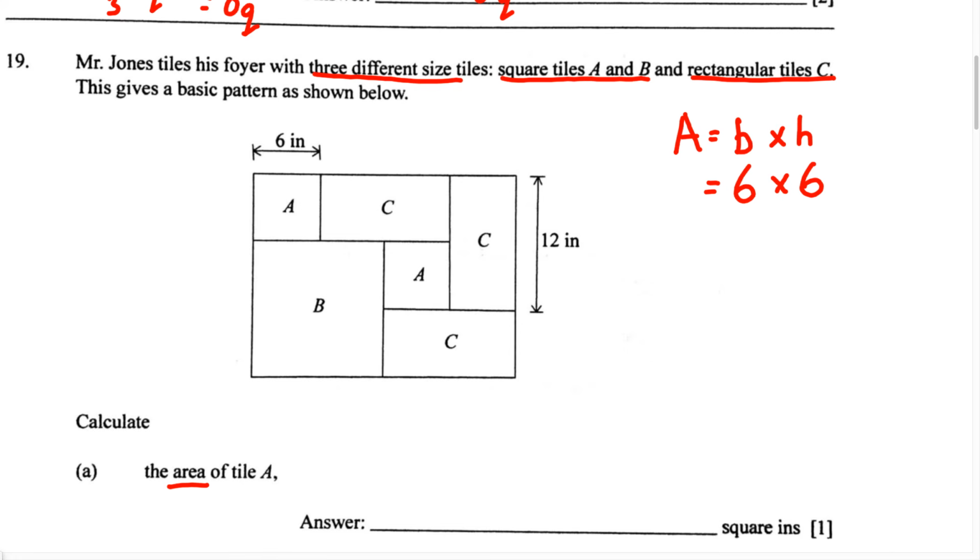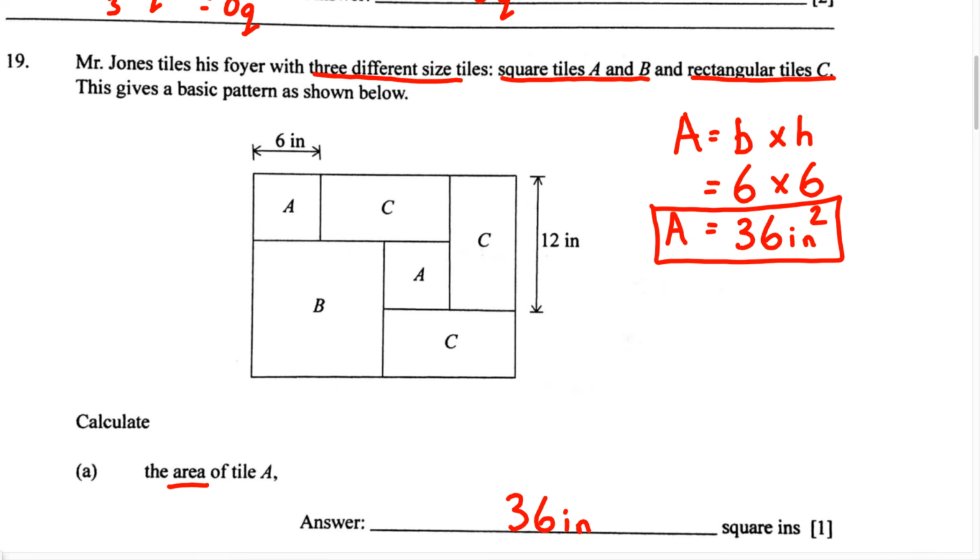When we put this in our calculator, we're going to get 36. And we know the unit is going to be inches squared. Therefore, this is going to be our answer. Therefore, we can write 36 inches squared.